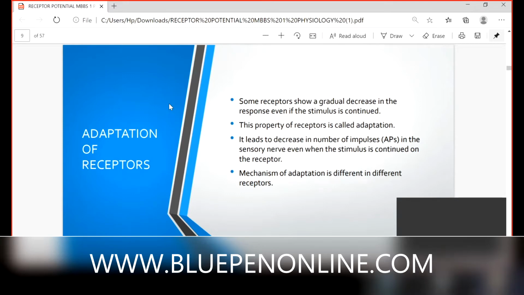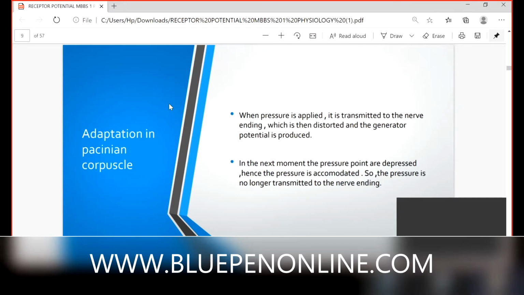Now, adaptation we are also studying with the Pacinian corpuscle. Here a pressure is applied. It is transmitted to the nerve ending, which is then distorted, and the generator potential is produced. But in the next moment, the pressure points get depressed, and then the pressure is accommodated. So the pressure is no longer transmitted to the nerve endings. At first they will transmit, and when further pressure is given, there will be no transmission through these nerve endings.